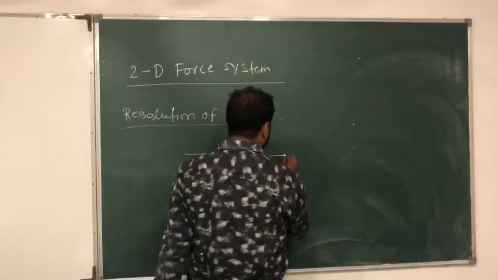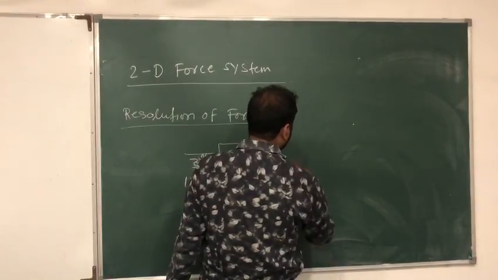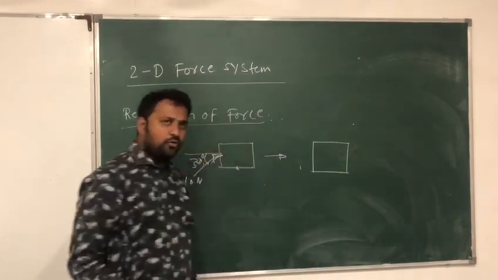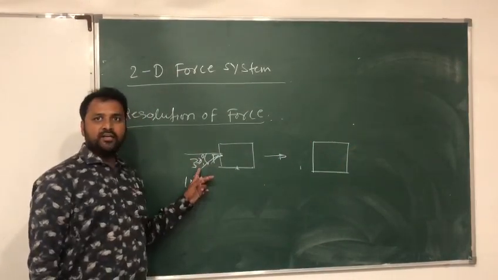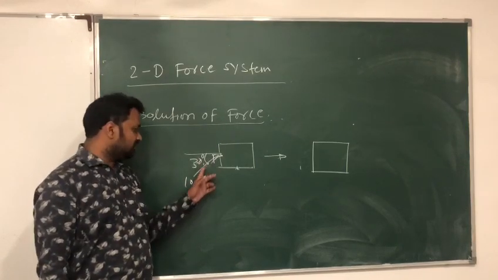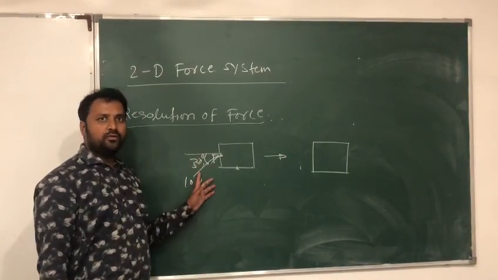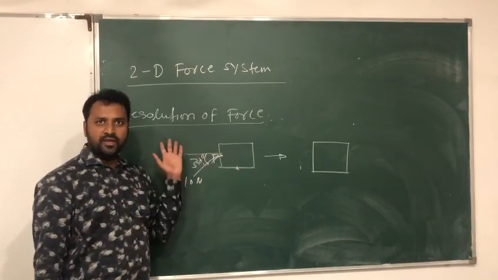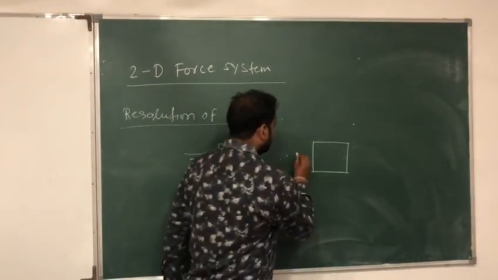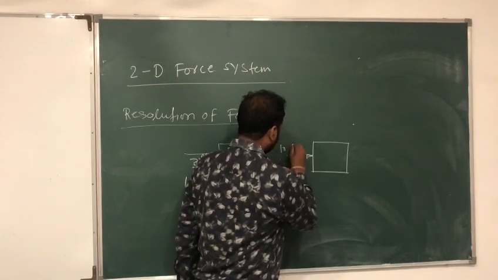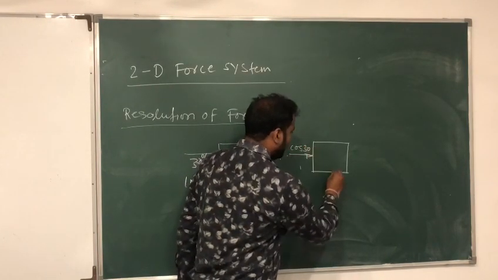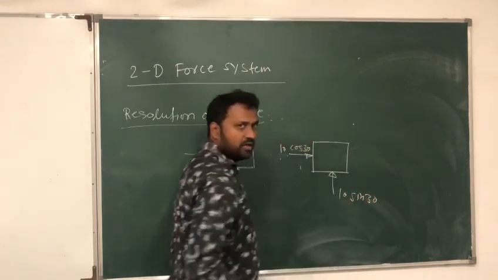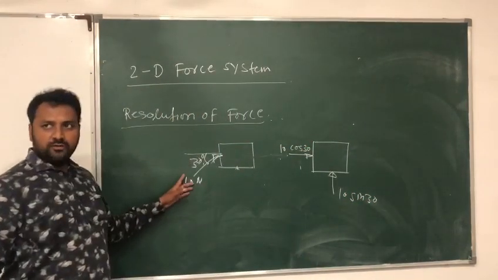There is a procedure of resolution of force, or we can say there are some rules. First of all, we want to see whether the angle is made with the x-axis or y-axis. Here this 10 Newton force makes the angle with the x-axis. So the x component will be cos, remaining will be sin. As per this, the x component means 10 cos 30 degrees and the y component is 10 sin 30 degrees. Okay, so we can resolve the force in this way.